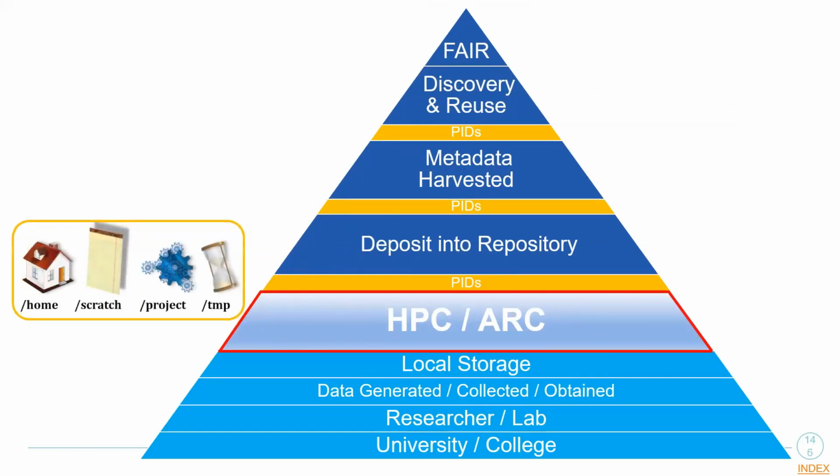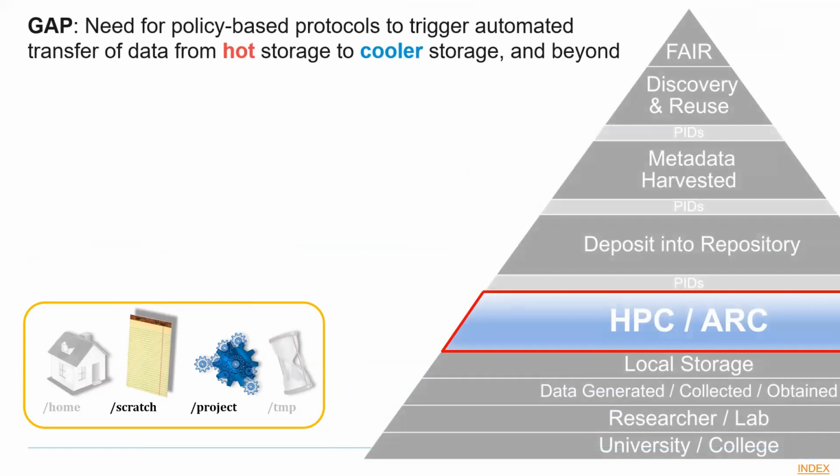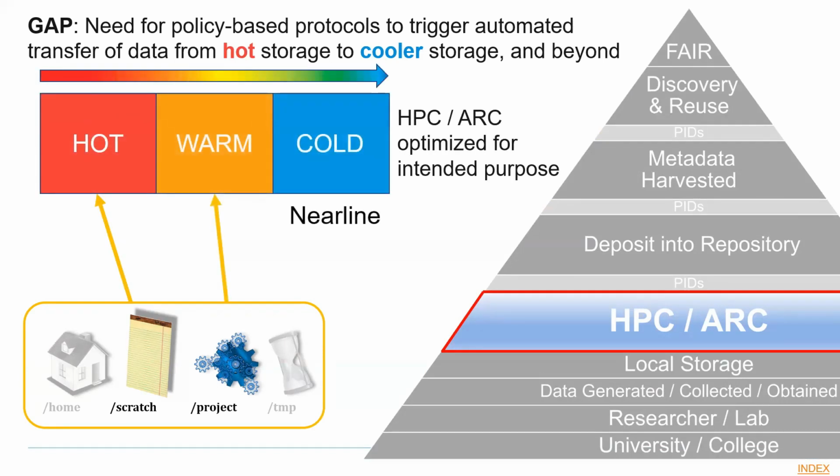And so what I'd like to do is relate this back, at least initially in the list of gaps, to the HPC storage types that we discussed earlier. One of the first gaps we came up with is the need for policy-based protocols to trigger automated transfer of data from hot storage to cooler storage and beyond. It's not to say that researchers shouldn't be doing this and aren't doing some of this, but when they don't, there should be some sort of process that ensures that these resources are being used effectively and not wasted.